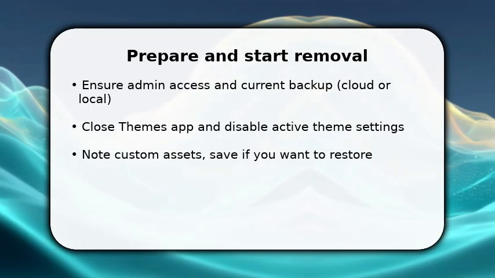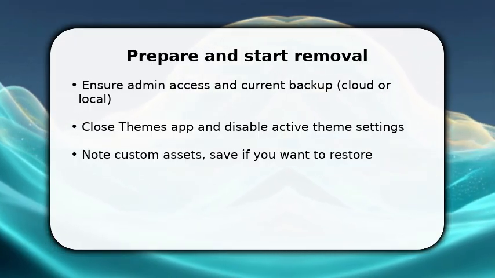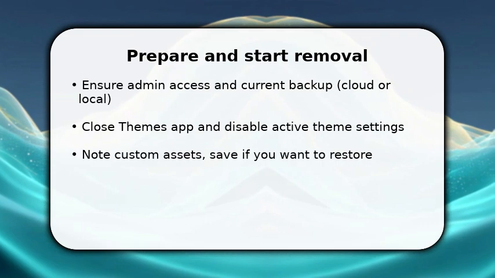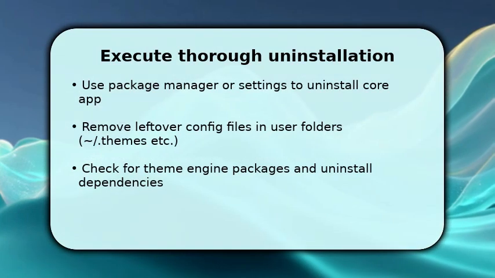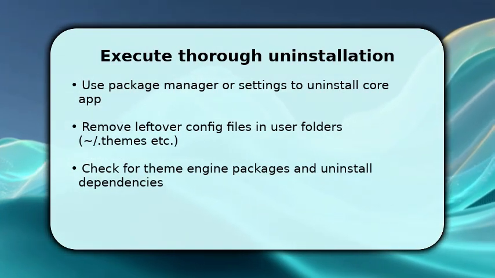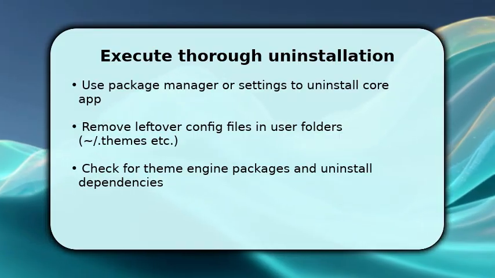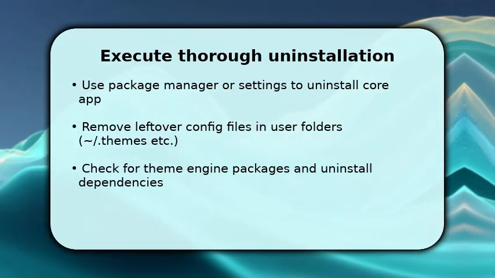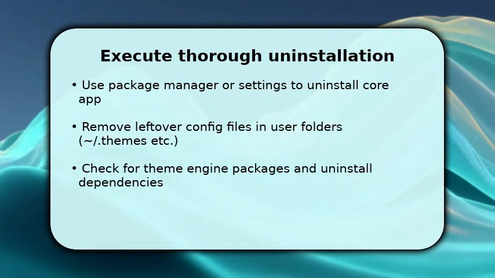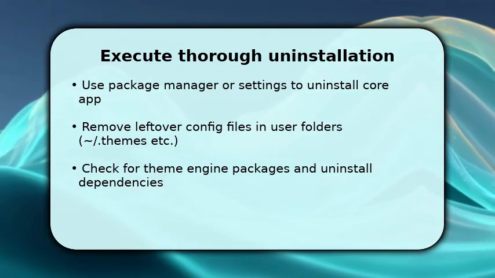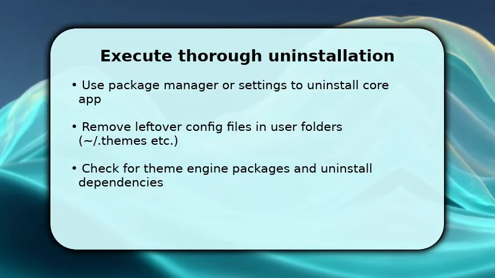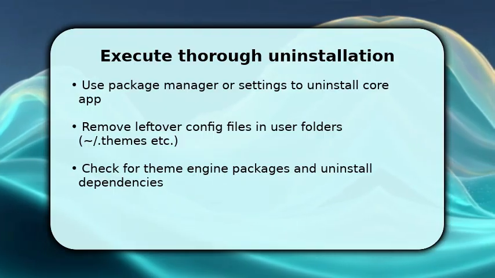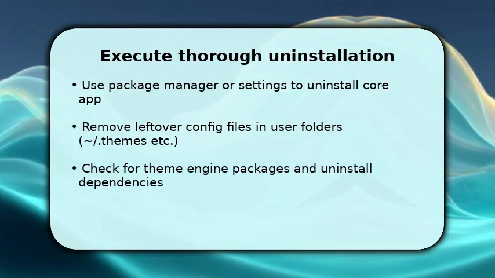Proceed immediately to the Uninstall command or UI to remove core files and dependencies. You're now removing the app and its supporting pieces. Use the Package Manager or Settings app to uninstall the core themes package. If you're on a command line, run the appropriate remove command. Once the package is gone, search user and system folders for leftover config files and delete them. This prevents old settings from reappearing.